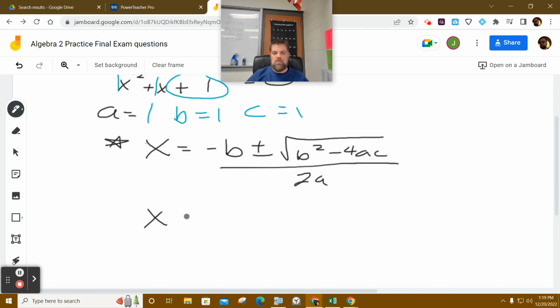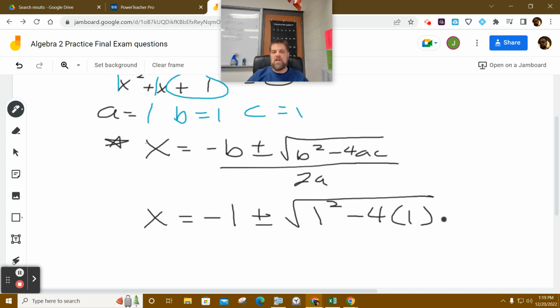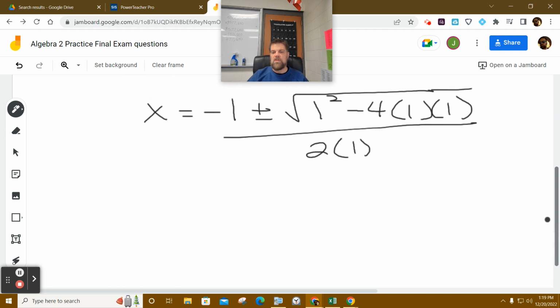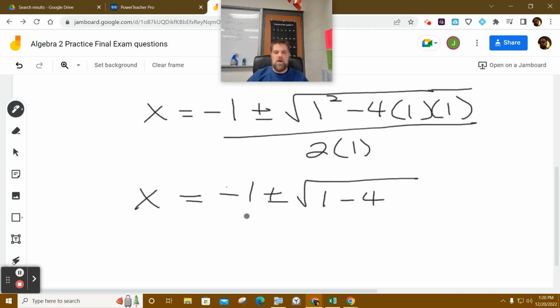So what's that look like? Well, x is equal to -b, which is 1, plus or minus the square root of b, which is 1, squared minus 4 times a, which is 1, times c, which is also 1. So all that over 2 times a, which is 1. All right. So then x is equal to -1 plus or minus the square root of 1 minus 4, all over 2.